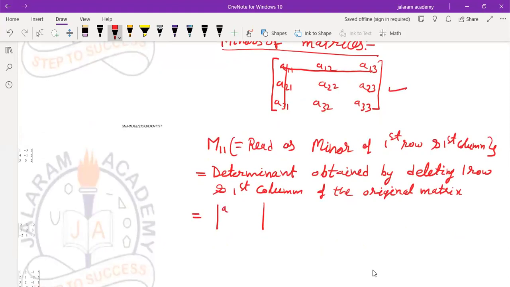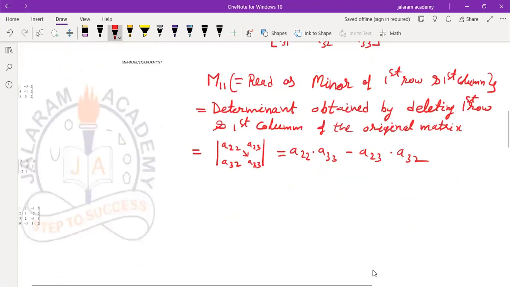Meaning A22, A23, A32, A33. And we know how to find the value of the determinant by the cross multiplication method. A22 into A33 minus element of second row, third column into element of third row, second column. So this is minor 1, 1, that is the determinant obtained by deleting first row and first column of the original matrix.